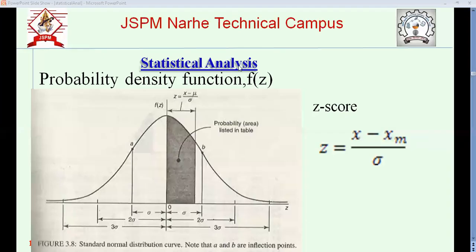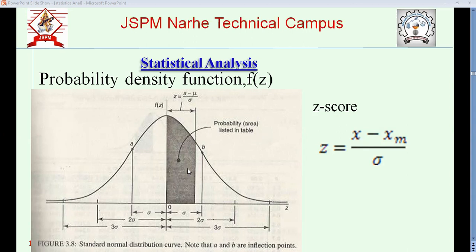Yesterday we started with this probability density function. So we know that near the mean value, there will be more likelihood of that particular reading. At the middle point there will be more readings, and as we go away from that, there will be fewer chances of the reading. So we calculate the Z score. I already sent the table for Z score, positive Z score and negative Z score.